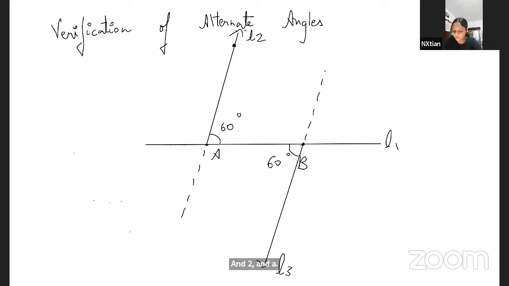All right. So now angle A, that is 60 degree, is above the line L1. And angle B is 60 degree below the line L1. Can you see that they are forming alternate angles? Yes, ma'am. Yes, they are forming alternate angles. Okay, so I hope the construction part is clear, how we are constructing it. Yes, ma'am. So all the steps are clear.